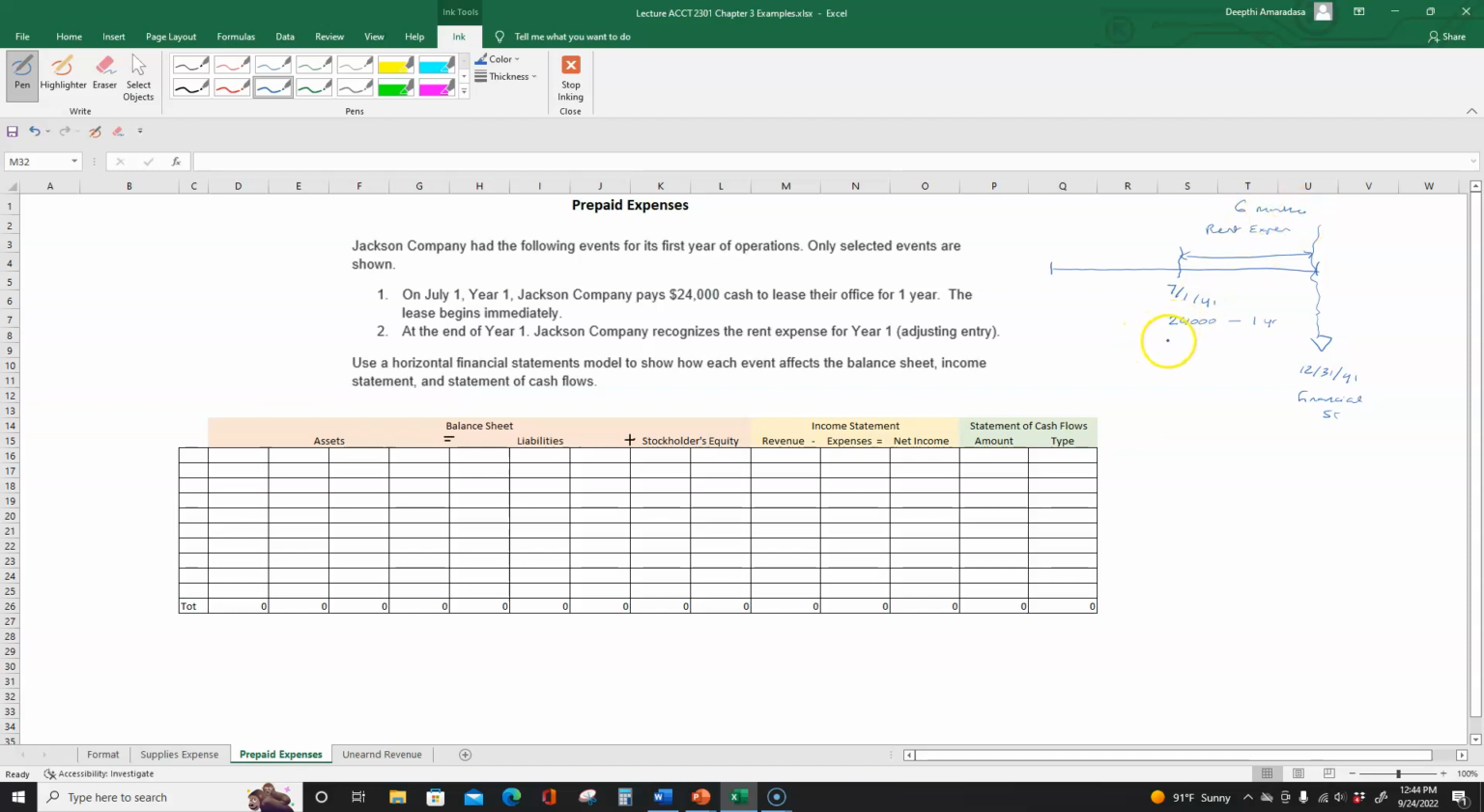Now we need to figure out how much is rent per month. We know that we paid $24,000 for 1 year, which is 12 months of rent. That means it's $2,000 per month.